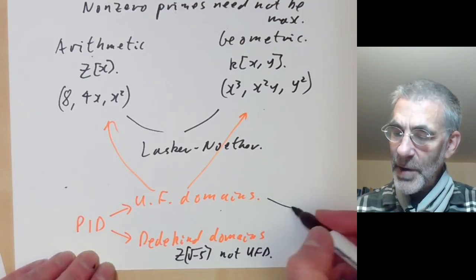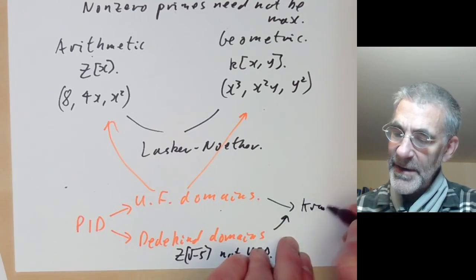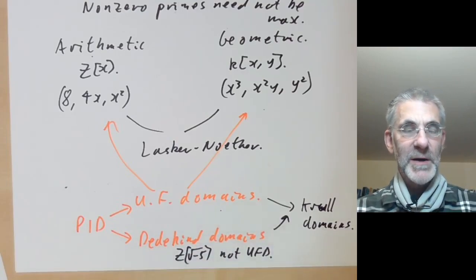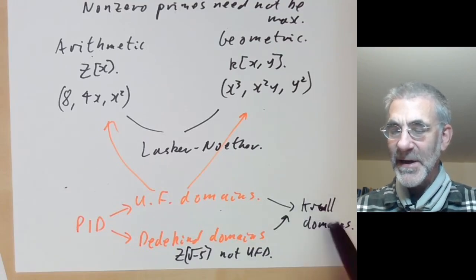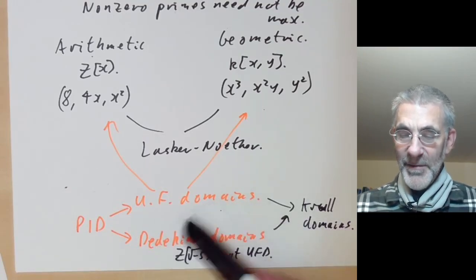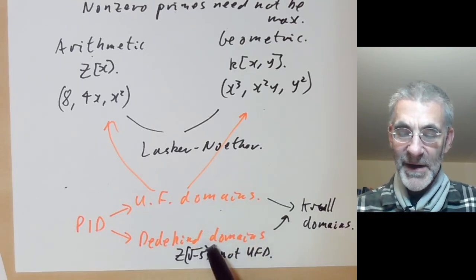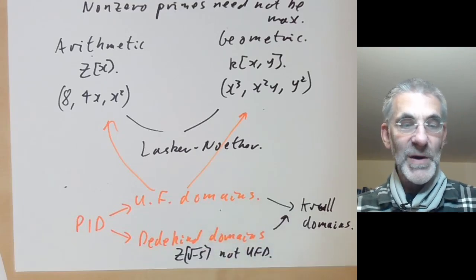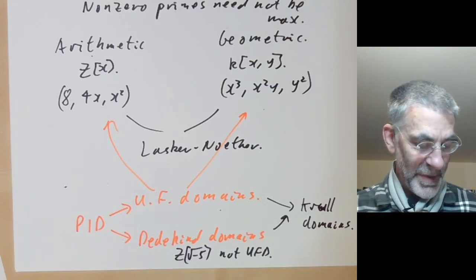Incidentally, there is a common generalization of these, which are called Krull domains. But I'm not going to talk about Krull domains because Grothendieck strongly disapproved of Krull domains. He said they were just a silly attempt to make something containing both unique factorization domains and Dedekind domains, even though unique factorization domains and Dedekind domains are really totally different ideas. So I'm not going to go against Grothendieck's opinion.